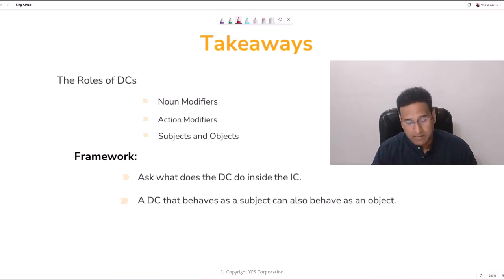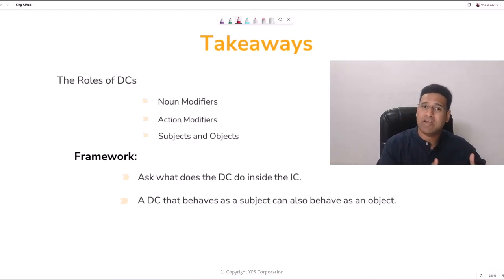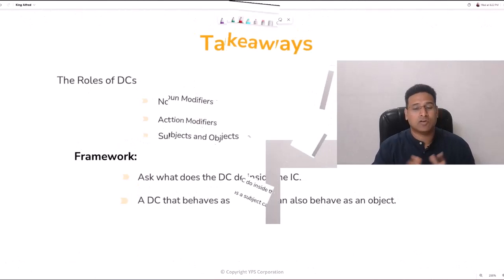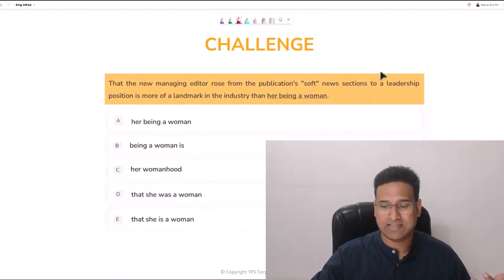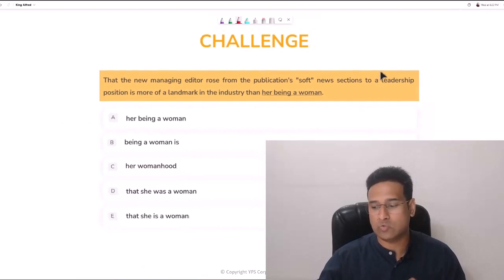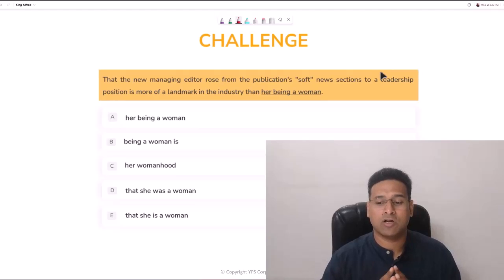Then we looked at a framework. Always ask yourself, what is the DC doing in the sentence? Is it modifying a noun? Is it modifying an action? Is it doing the verb? Is it suffering the verb as an object? Ask yourself this question consciously. And if you're ever confused whether a clause can behave as a subject, try to use it as an object. If it can behave as an object, it can also behave as a subject, and vice versa. All right, so I'm going to leave you with a challenge. This is another hard question which will test you on this particular concept.